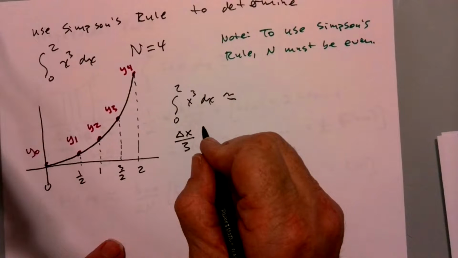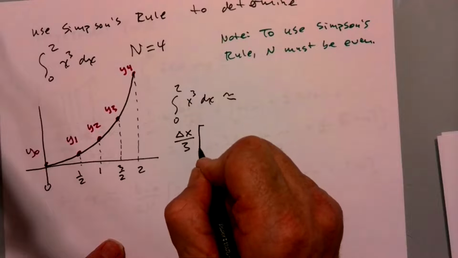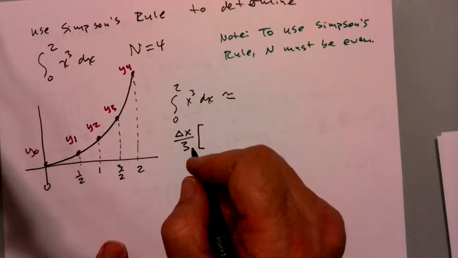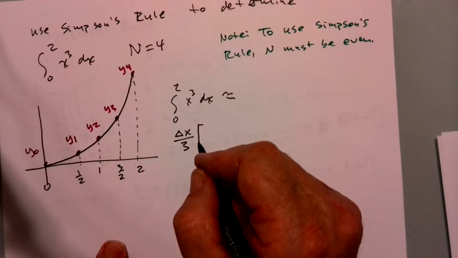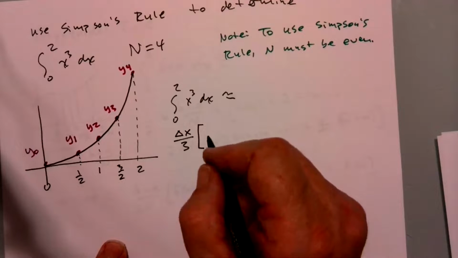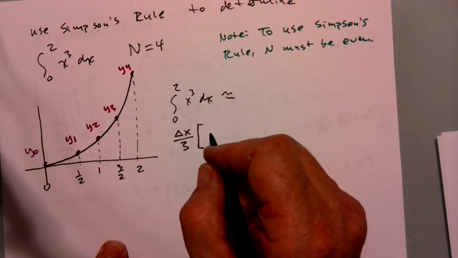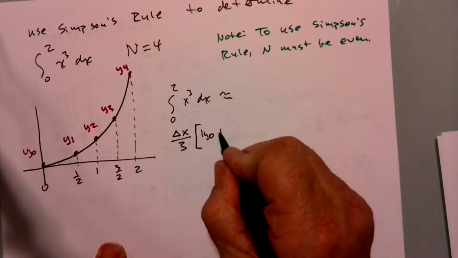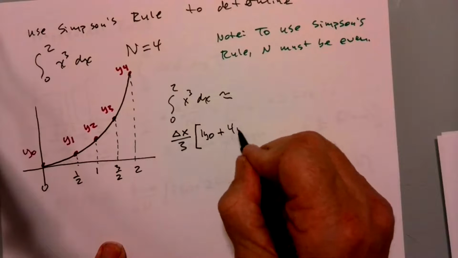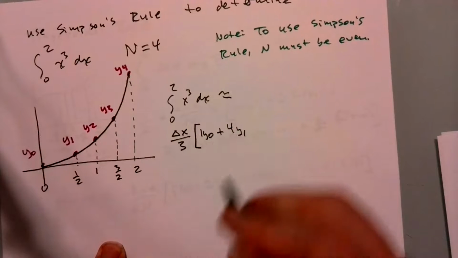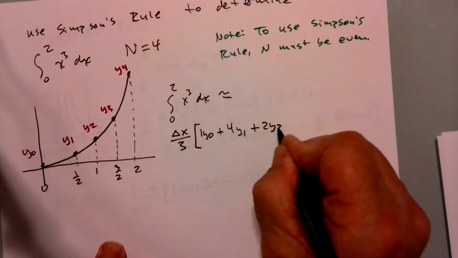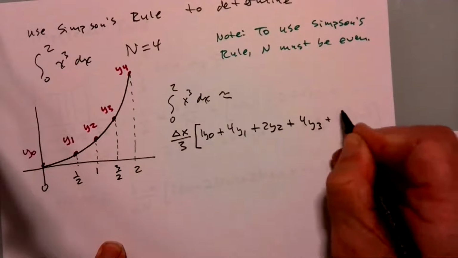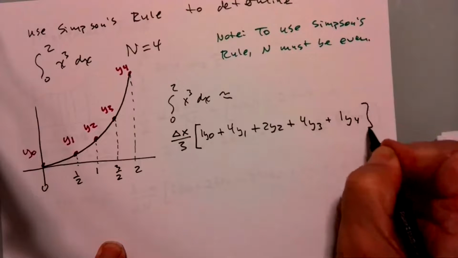And then remember how the trapezoid rule is 1, 2, 2, 2, 2, 2, 1. In Simpson's rule, it's 1, 4, 2, 4, 1. Or 1, 4, 2, 4, 2, 4, 2, 4, 1. So 1 y sub 0, we have that, plus 4 y sub 1, plus 2 y sub 2, plus 4 y sub 3, plus 1 y sub 4.